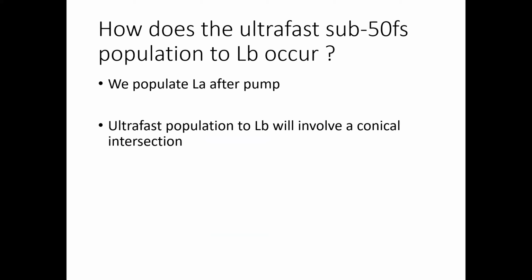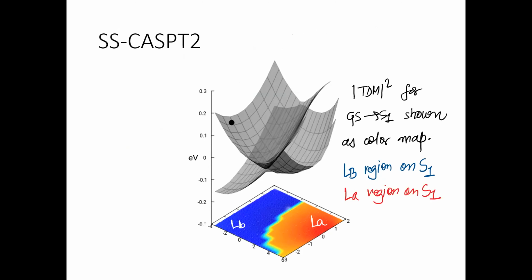So how does the ultra-fast sub 50 femtosecond population to LB occur? Well, we know that LA is much brighter, so we populate the LA after pump, and ultra-fast population to LB will, of course, involve a conical intersection. So we try to make a branching space. First, I made a branching space at the CASPT2 level.